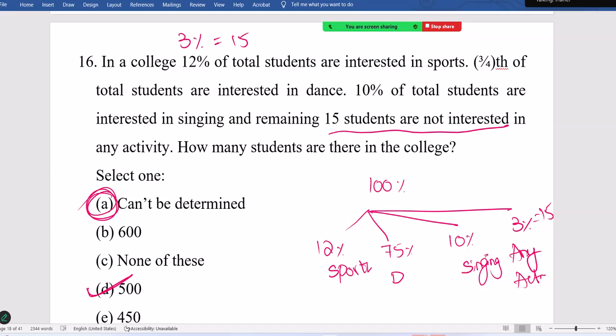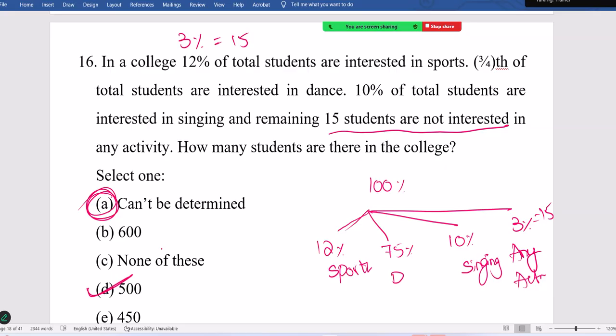Okay, high chances for cannot be determined. They didn't mention only sports, right? As per percentages, fine. 12%. Among the remaining also not mentioned. 75% of total is dance. 10% of total will be singing. Fine. But here is the problem. They didn't mention how many are sports and dance related, or at least they need to mention that students have participated only in one activity. They are not allowed in multiple activities. Then I can say 500 is the answer.